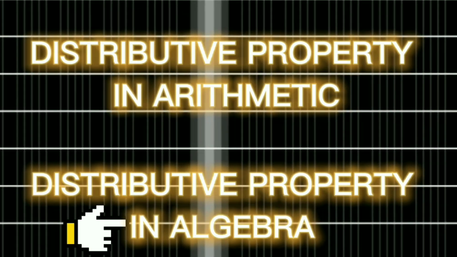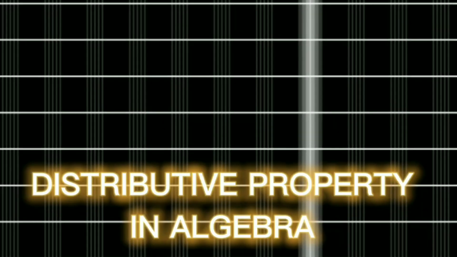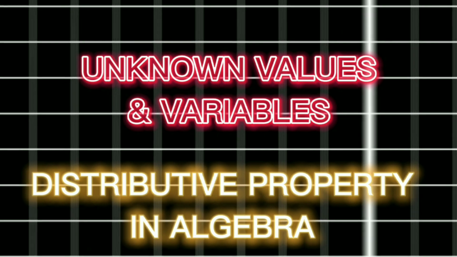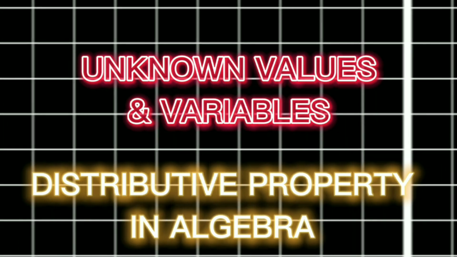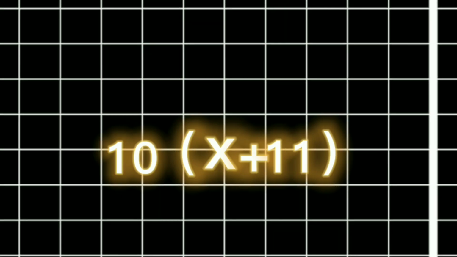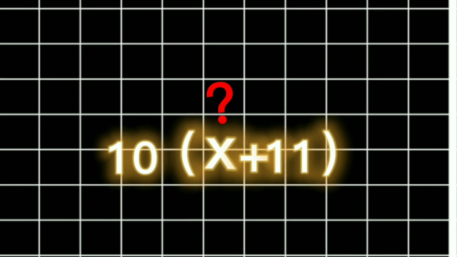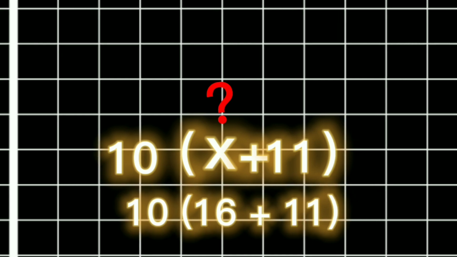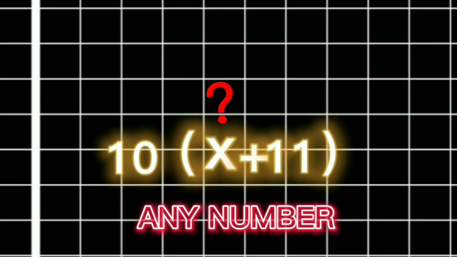But in algebra, things are a little more complicated because we are not just working with known numbers. Algebra involves unknown values and variables, right? So in algebra, you might have an expression like this: 10 times the group x plus 11. In this expression, we don't know what value x is. It could be 16 like in the last expression, but it doesn't have to be. Why? Because it could be any number at all.